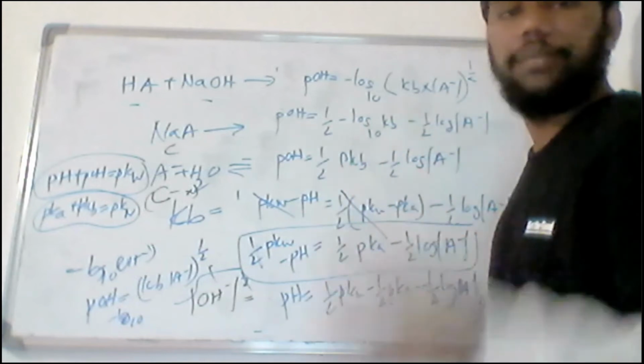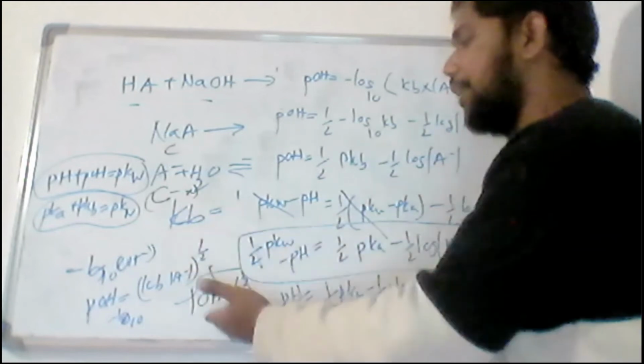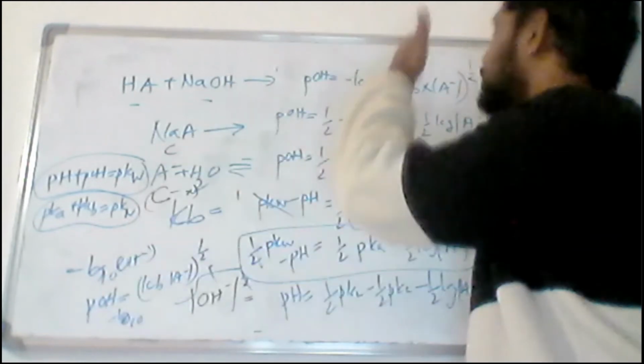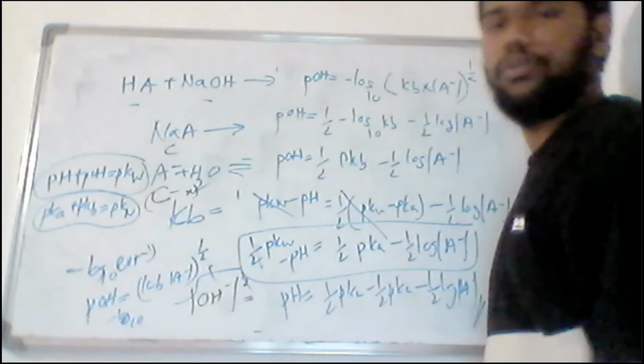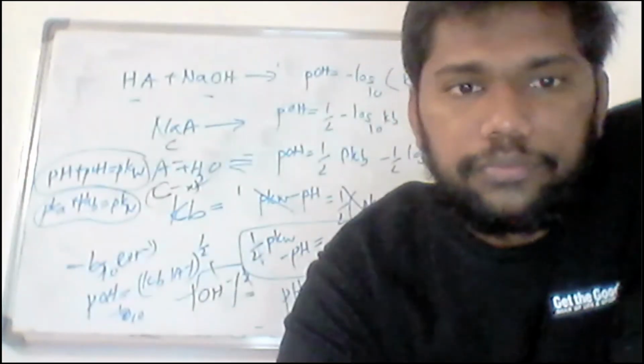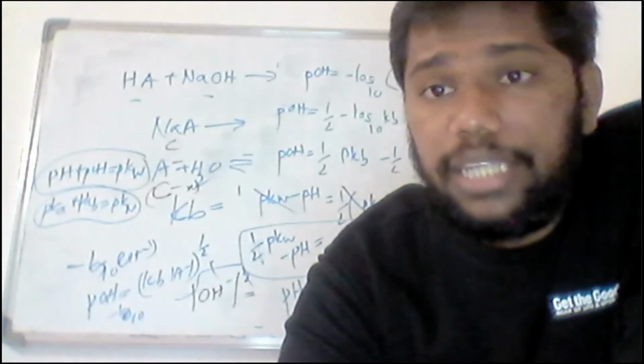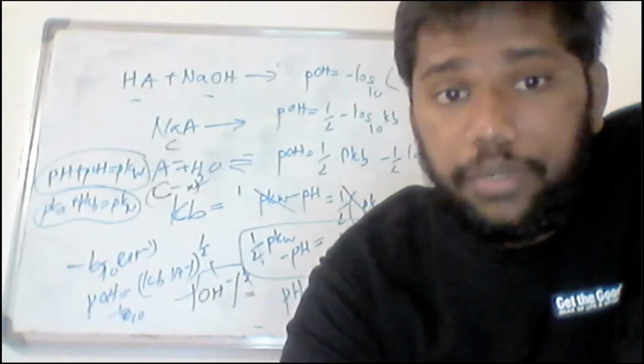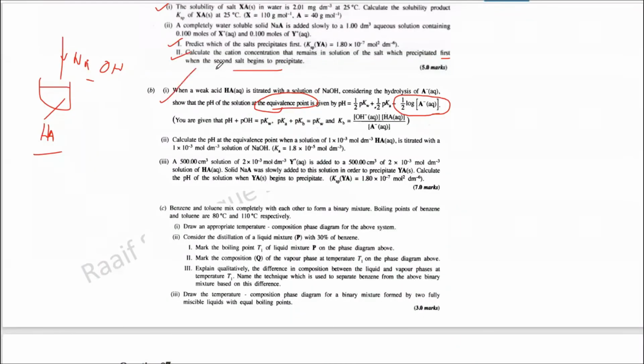This is just mathematics, okay? You just have to write down OH minus, then get the root and rearrange, that's all. If you are not good in mathematics, please go through this, okay? Very important. So this is the first one.